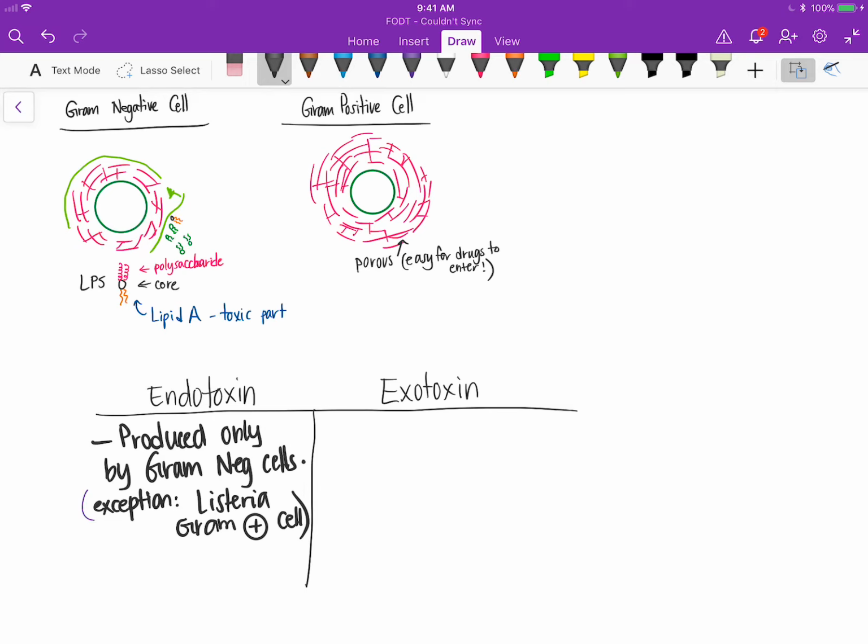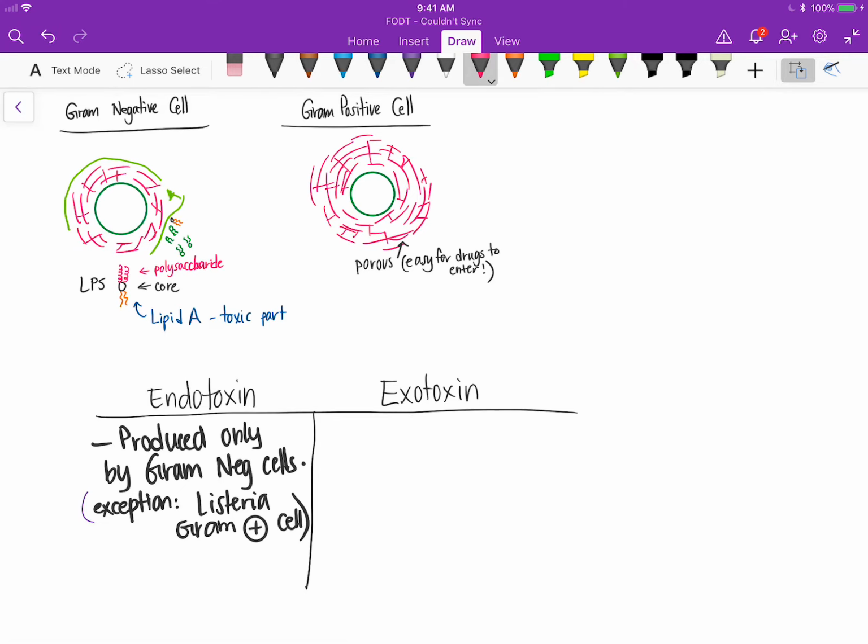We also know that the part that is really the endotoxin is the LPS. The LPS is what is really the endotoxic part, right? This is the toxic part. And because we know that this is the immunogenic part, the lipopolysaccharide is the immunogenic part. The lipid A is the toxic part.